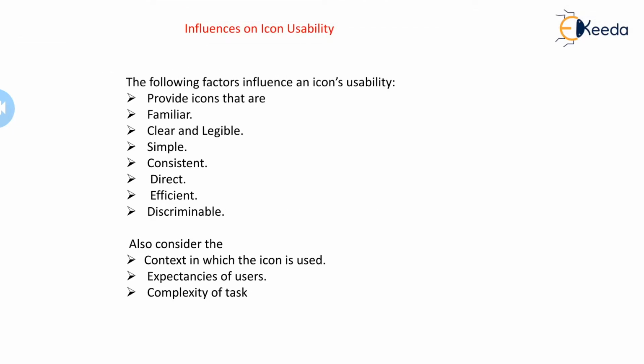Then we have influences on icon usability. These are the characteristics of icons, and we'll review the influences on icon usability. The first is to provide icons that are familiar, clear and legible, simple, consistent, direct. So let us see one by one. Familiar: how familiar is the object being depicted? Familiarity will reduce the learning time. How familiar are commonly seen icons? Lack of familiarity requires learning the icon's meaning. It's like the temperature, the mouse, the directions, and so on.